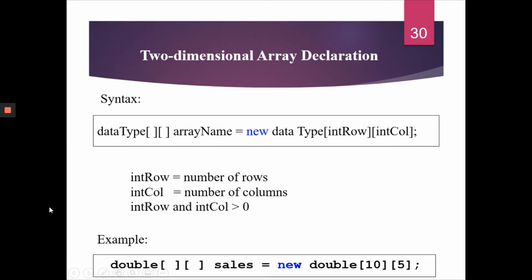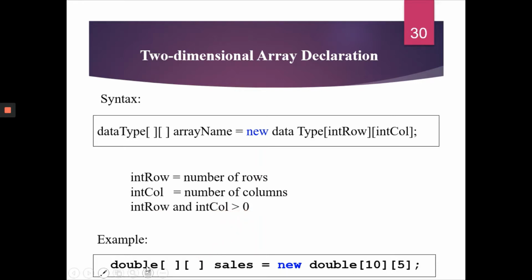This is the syntax for how to declare a two-dimensional array. You have to put your data type. Here the difference is the square brackets. In one-dimensional array, we only have one square bracket, so in two-dimensional array, you are going to have two square brackets here. Then the array name, and after that new data type, and you have to give the value of the row and column. So you need to know how big is your row and how big is your column. Intro is just the number of rows, intcolumn is the number of columns, and both should be more than 0.